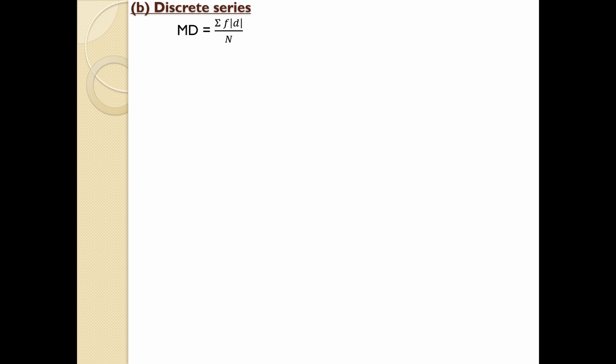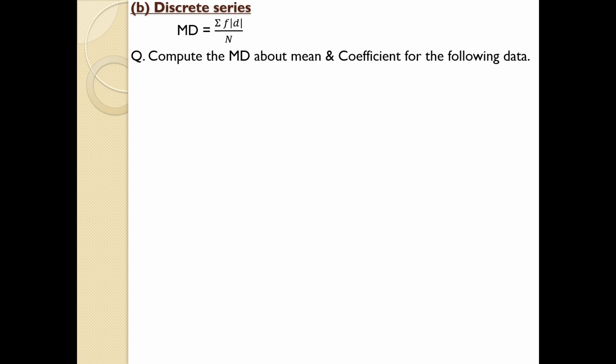The equation is, mean deviation is sigma f |d| by N. There will be an f column, so you need to multiply the f column with the |d| column. And here N is capital N, meaning the total of frequency. So let us try an example.